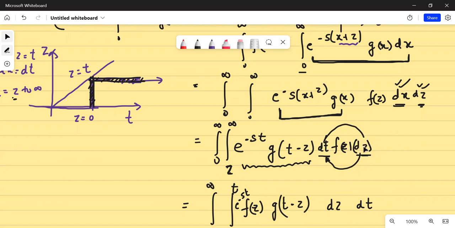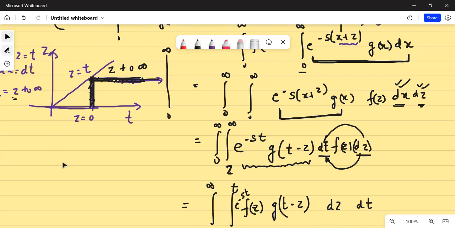So I have to change my limits accordingly. If I change my limits accordingly, my dz would be having the limits of z. So z is varying from 0 to t, and t is varying from 0 to infinity, isn't it? So look here. Earlier what was it? t was varying from z to infinity, and z was varying from 0 to infinity.